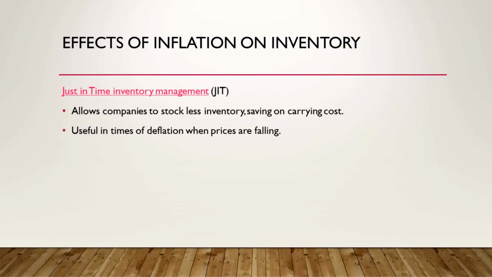JIT allows companies to stock less inventory, thus saving on carrying costs, but even the most prudent business management may not be able to overcome the effects of high inflation. JIT is also useful in times of deflation when prices are falling, as happens frequently in the electronics industry. In that case, you do not want to carry inventory in stock which, if held too long, you might have to sell at or below cost.